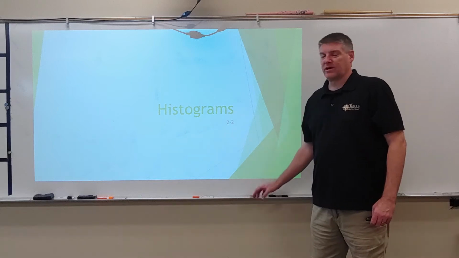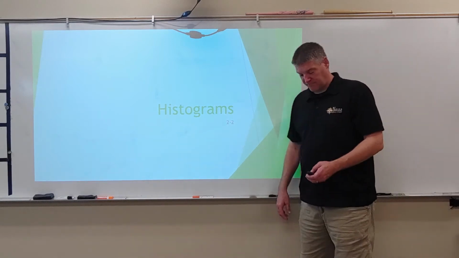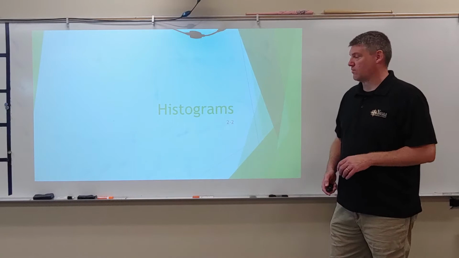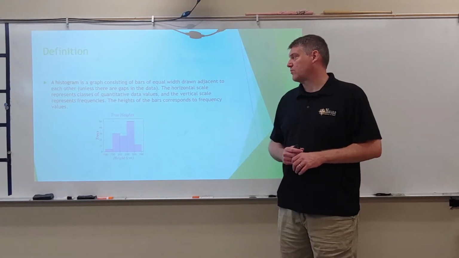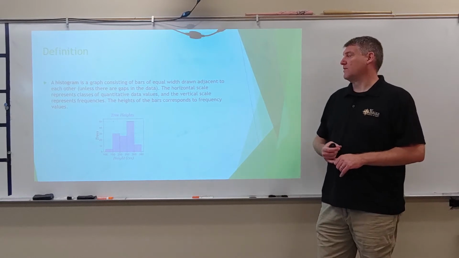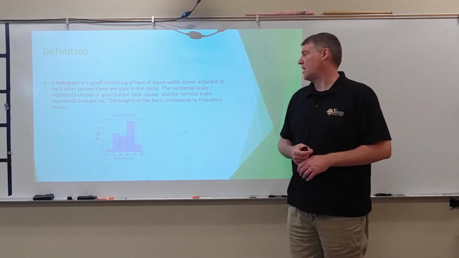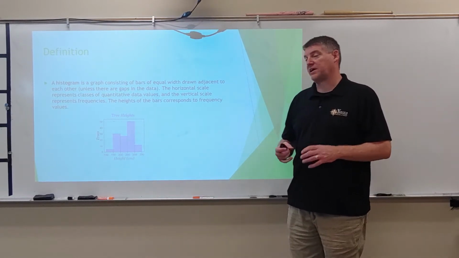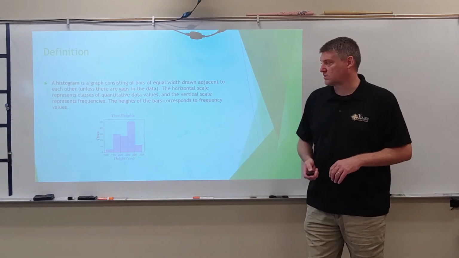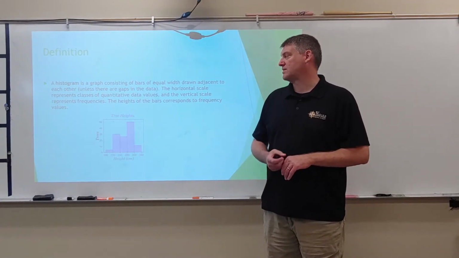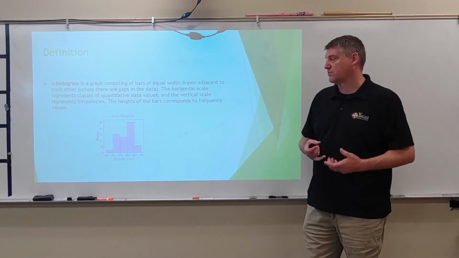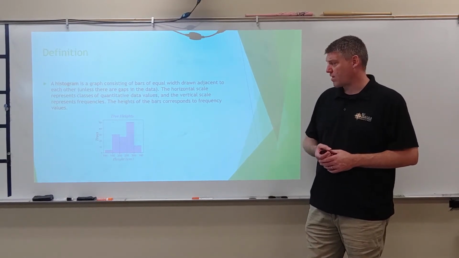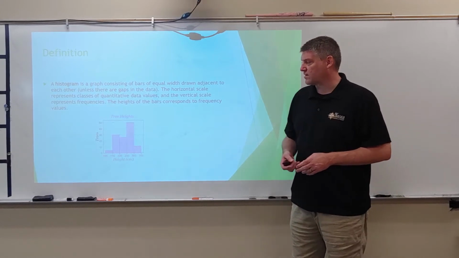All right, so we're going to talk about histograms today, and you guys are pretty familiar with histograms. So the definition: a histogram is a graph consisting of bars of equal width drawn adjacent to each other unless there are gaps in the data. The horizontal scale represents classes of quantitative data values, and the vertical scale represents frequencies. The heights of the bars correspond to frequency values.